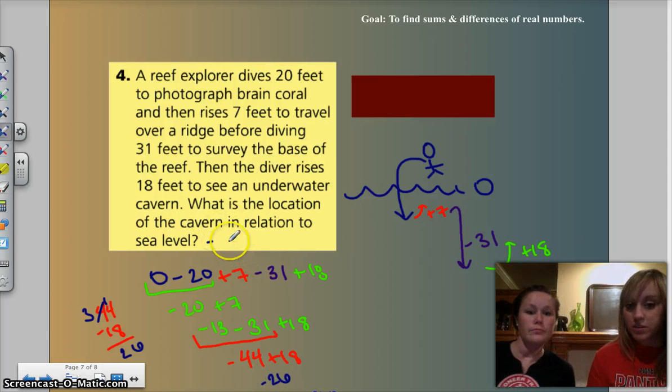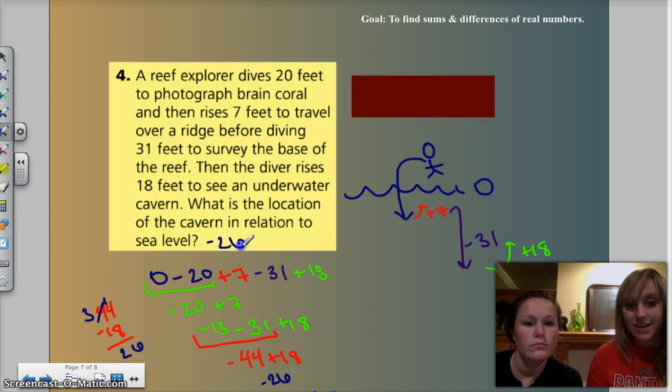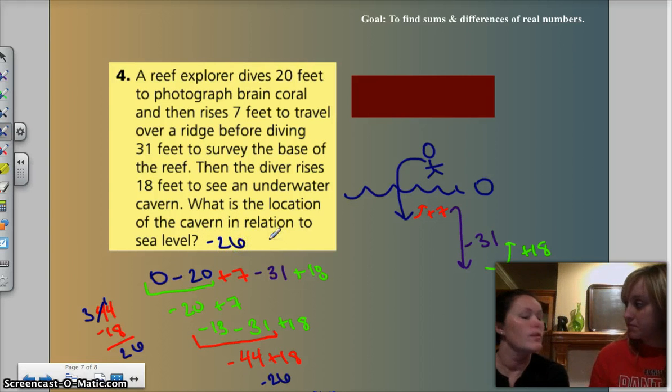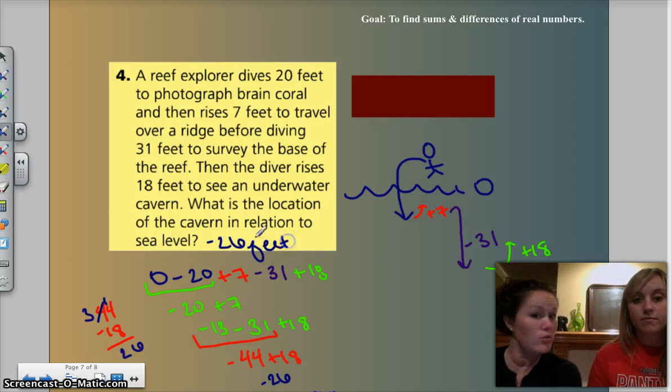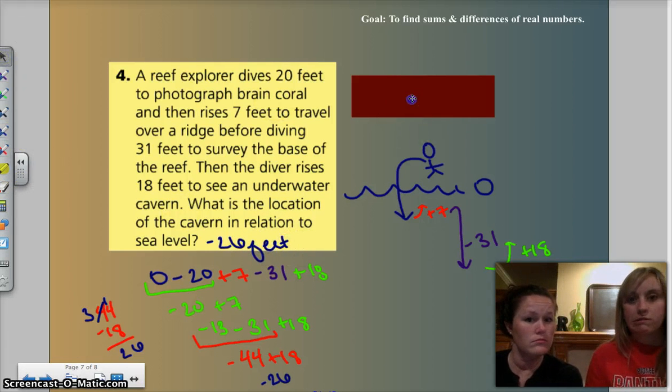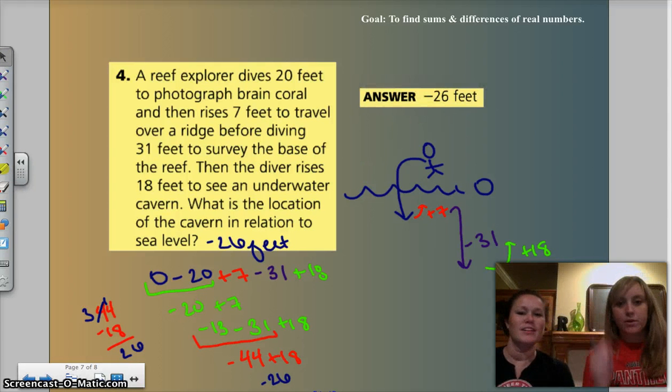Now, I'm still in the red. So this is negative 26 what? Because it is a story problem. Well, it is negative 26 feet below sea level.